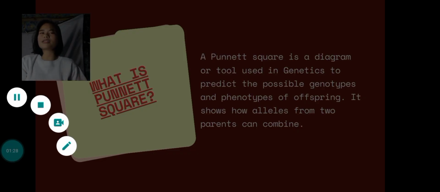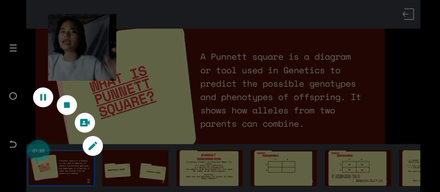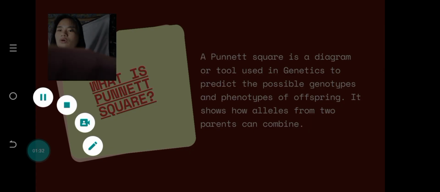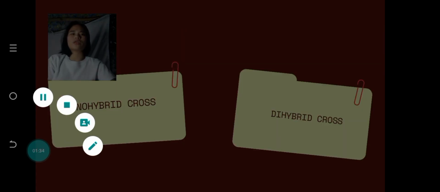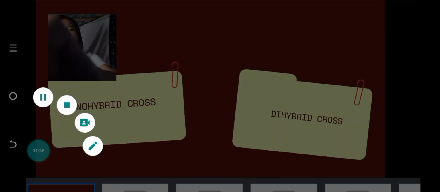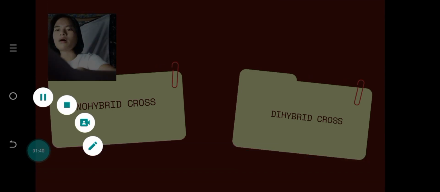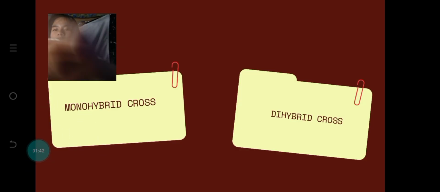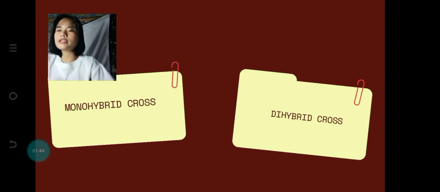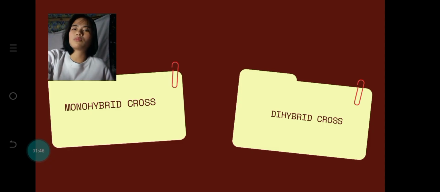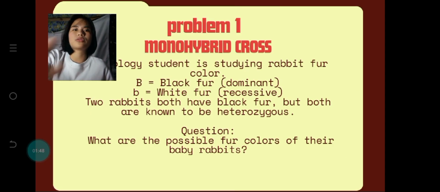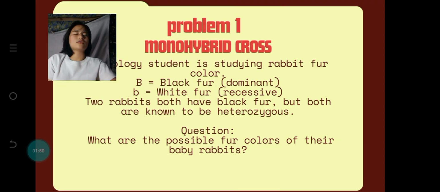It helps us to understand whether the trait is dominant or recessive. So it only shows the ratio and probability of the outcomes. So let's first talk about what monohybrid and dihybrid crosses are.